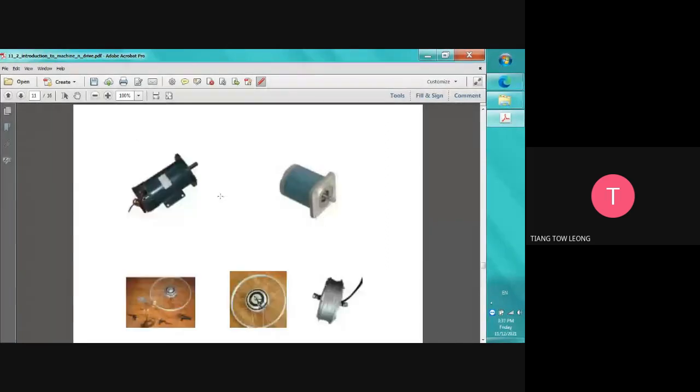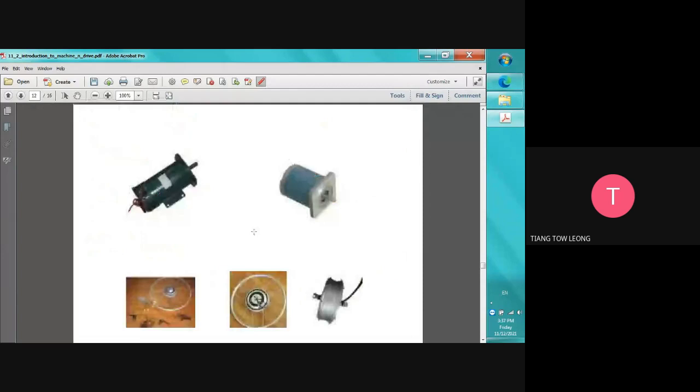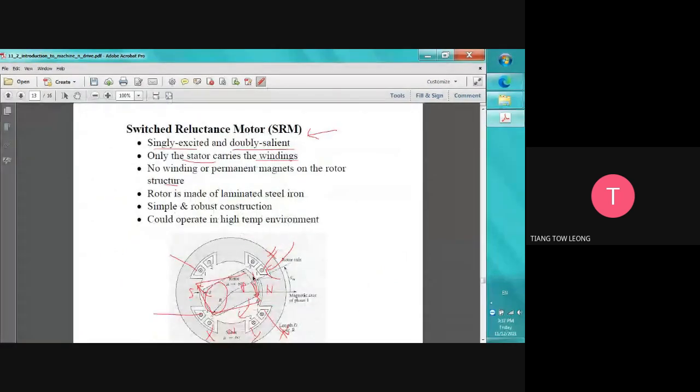In here, yes, we have a permanent magnet. This is the permanent magnet. This is the permanent magnet. This is the permanent magnet. Okay. This one has no permanent magnet at all. Only steel. Rotor is made of laminated steel iron, simple, robust, good for a high pressure environment, but very low efficiency.